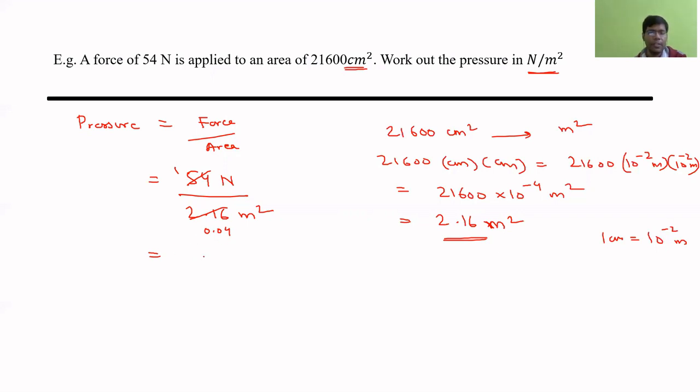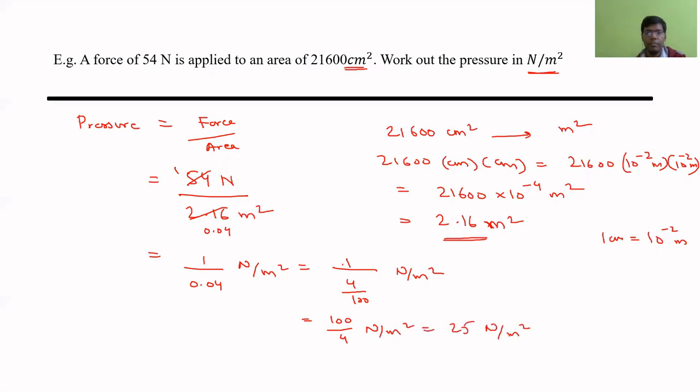So this will be 1 by 0.04 Newton per meter square, which looks a little odd. So let's write it in a decent form. This will be 1 by 4 by 100 Newton per meter square. So this 100 will go on the top. I'll get 100 by 4 Newton per meter square, or 25 Newton per meter square. So this is my pressure.